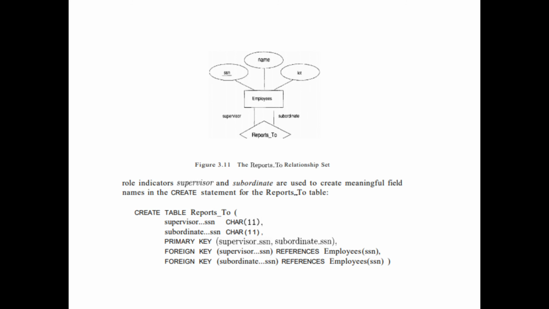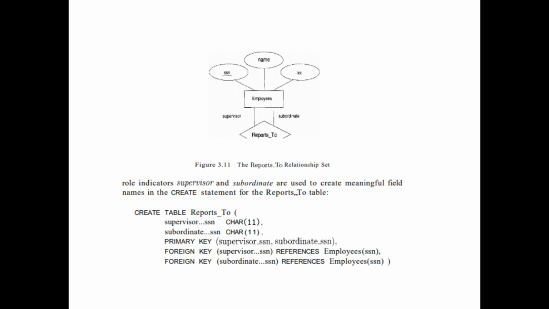Now we will move to another example. Here I will consider one entity and one relationship. Here the entity is the employees table. What are the attributes available here? SSN is one attribute, name is one attribute, lot is another attribute. Here we will maintain the three attributes. Here an employee reports to the supervisor, and the employee reports to the subordinate also. Here we have some employees. Definitely each and every employee reports to a supervisor and subordinate related to their work.